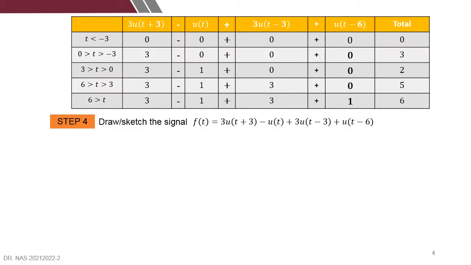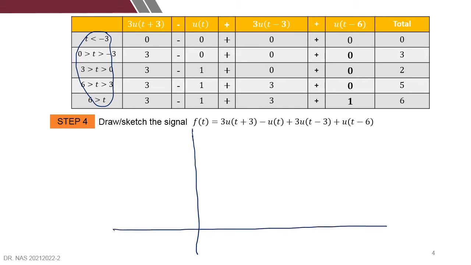Okay, finally, since we have calculated all amplitudes within the range of t, now we can draw the signal in t. Let's draw the axis first. This is f(t). Let's look at the ranges: t less than minus 3, then minus 3 to 0, 0 to 3, 3 to 6, and lastly larger than 6.